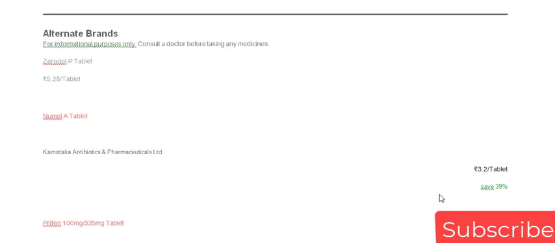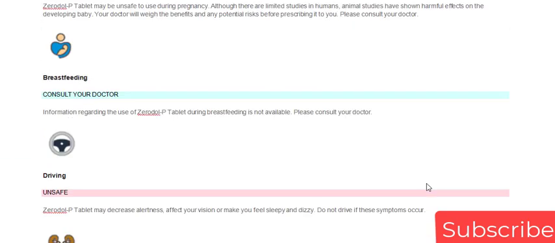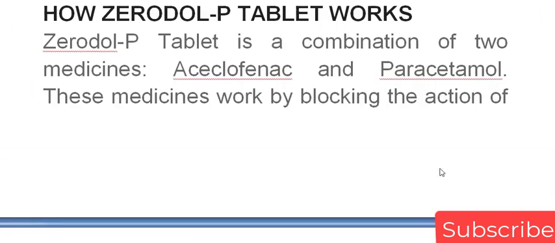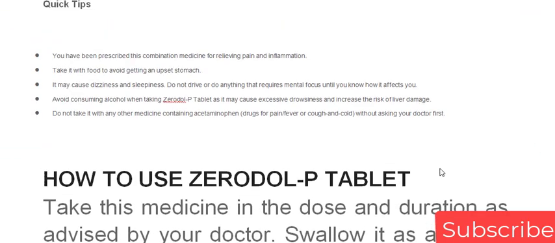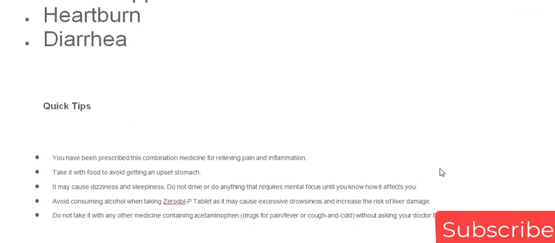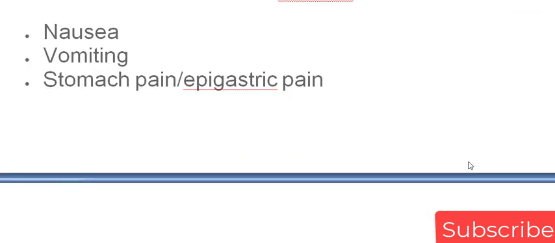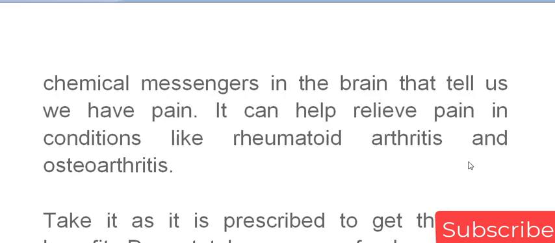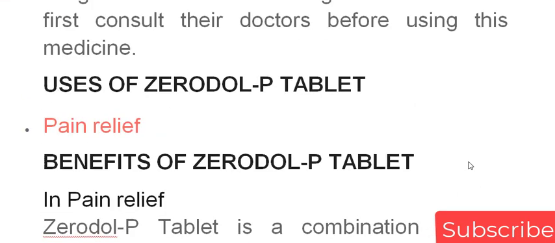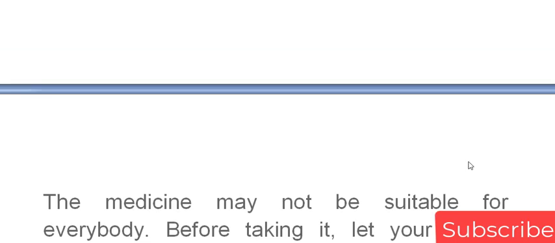Before taking it, let your doctor know if you have any problems with your heart, kidneys, liver, or have stomach ulcers. To make sure it is safe for you, let your doctor know about all the other medicines you are taking. Pregnant and breastfeeding mothers should first consult their doctors before using this medicine.